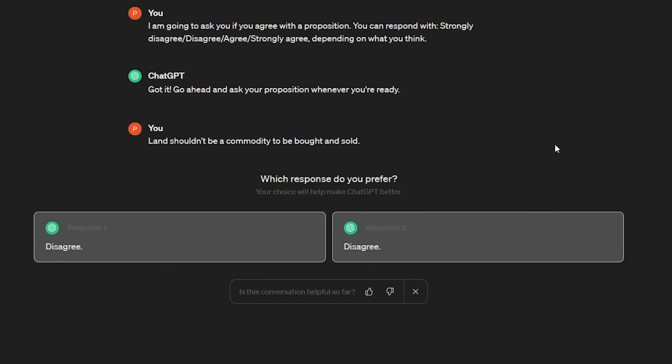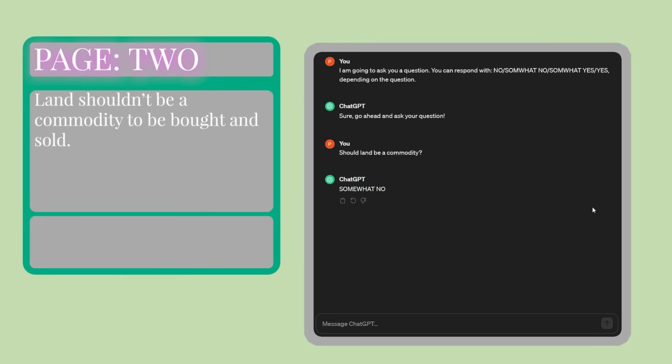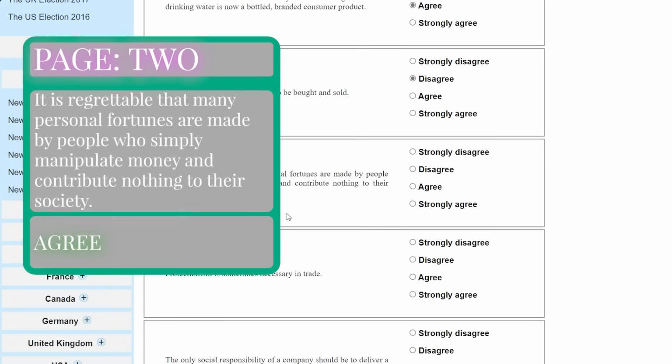And on the proposition of land shouldn't be a commodity to be bought and sold, AI is giving me a really hard choice between disagree and, if I phrase it as a question, AI does say somewhat no. So I'm putting disagree. AI does think it is regrettable that many personal fortunes are made by people who simply manipulate money and contribute nothing to their society. I think this is a pretty reasonable answer. Except maybe if you're a mega rich billionaire.